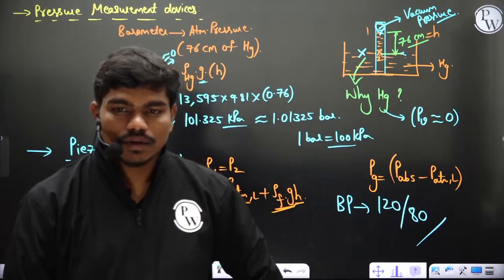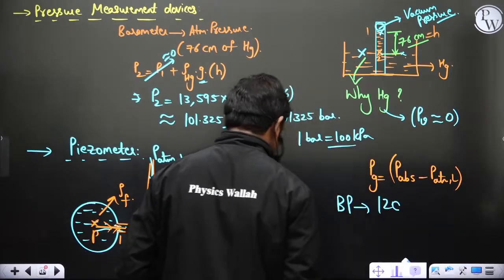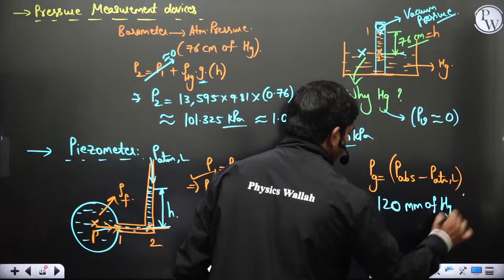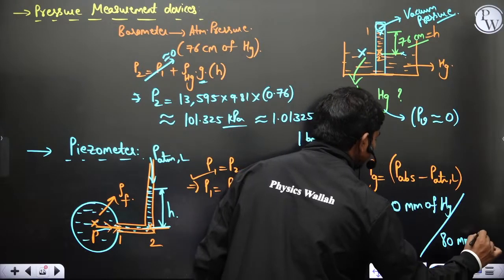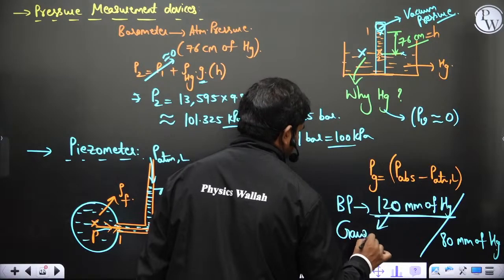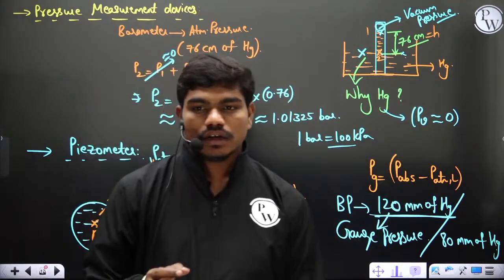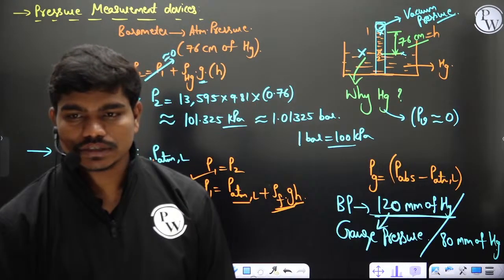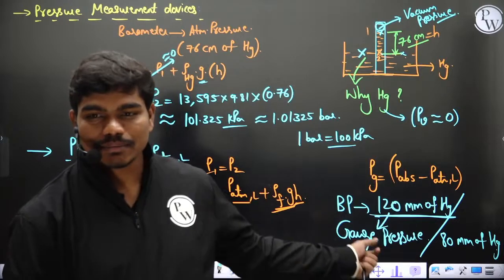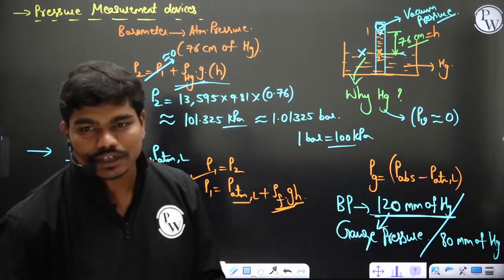Our body would burst. Basically, this 120/80 is actually 120 mm of Hg and 80 mm of Hg, and these are gauge pressures. Both are actually pressures only. So if you measure this mm of Hg pressure as per this understanding, you will get the actual pressure in kilopascals and so on.